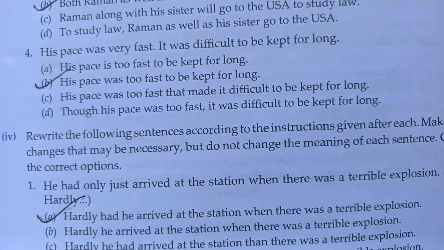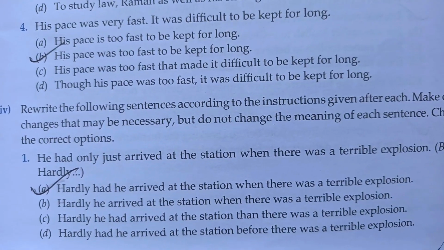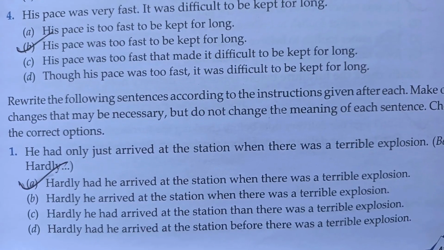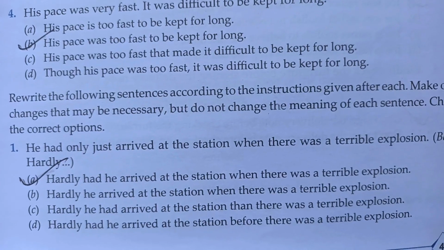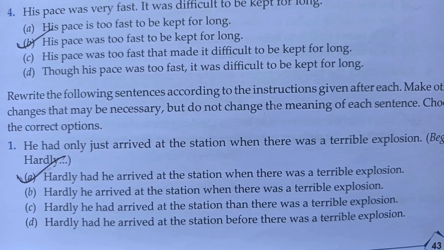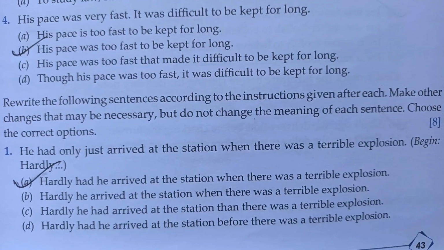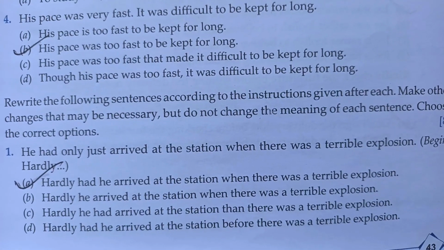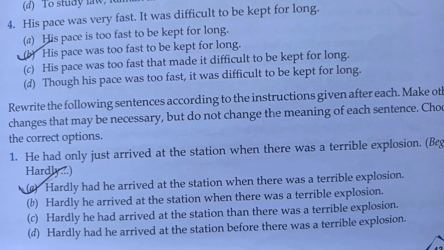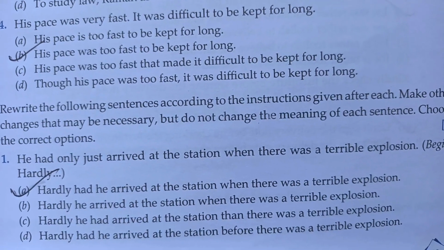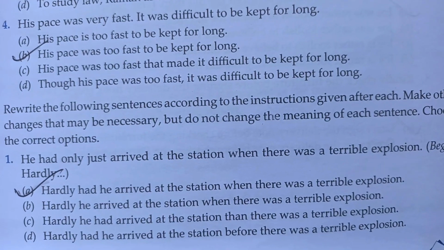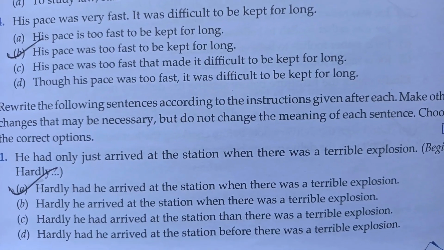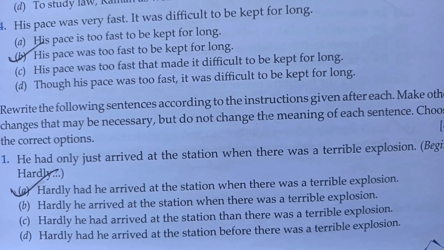Next, number 4, here again you have to select the correct option, and I am not going to read the entire options, only I will read the correct option. So the first one, he had only just arrived at the station when there was a terrible explosion. So the correct option is A. Hardly had he arrived at the station when there was a terrible explosion. So remember, hardly had, then somewhere in a sentence you have to find out when.